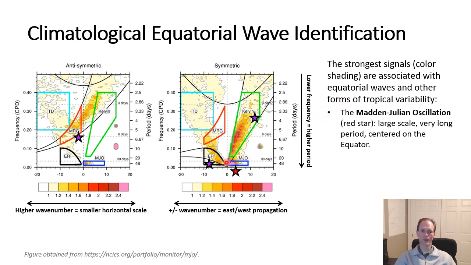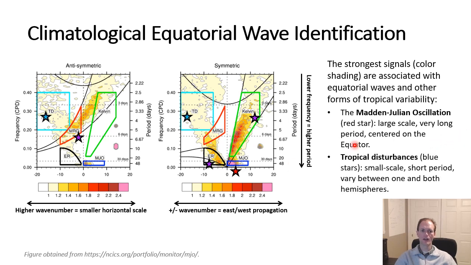But there are also other forms of tropical variability that show up here. With the Madden-Julian oscillation, very small wave numbers, very long periods, and very small positive wave numbers indicating that it moves to the east, very small wave numbers meaning that it's very large scale, thousands of kilometers, and very long periods. This is the so-called 45-day oscillation, and we'll discuss this more later on in the semester. We also have tropical disturbances here, TDs.